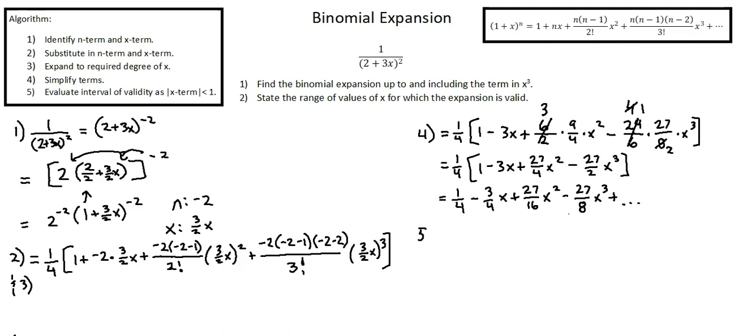On to step 5. Evaluate interval of validity as absolute value of x term is less than 1. Note that this is our requirement number 2. So the absolute value of our x term less than 1, our x term is 3 over 2 x. This simplifies to the absolute value of x is less than 2 over 3, or negative 2 over 3 is less than x is less than 2 over 3.